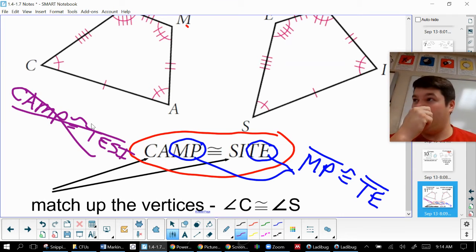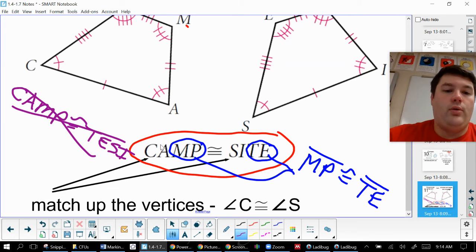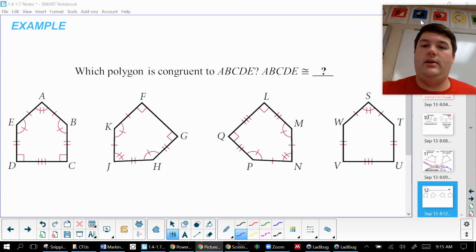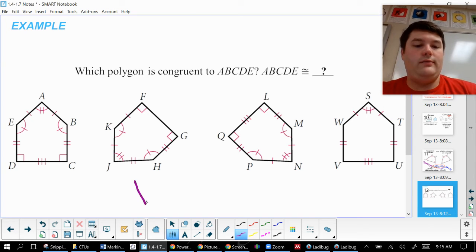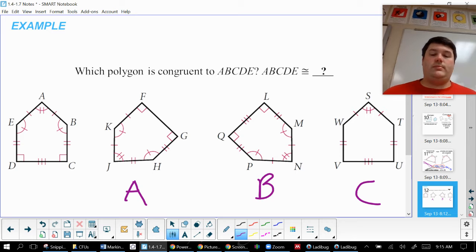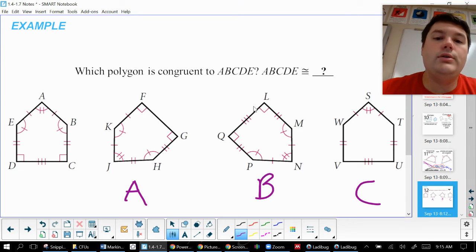The fancy word is corresponding pair. So the order you put them in has to match. And just to drive that point home, I'll have you pause the video and answer this one. I'm going to make it multiple choice. That's A, that's B, and that's C. Which of those polygons is congruent to polygon ABCD?